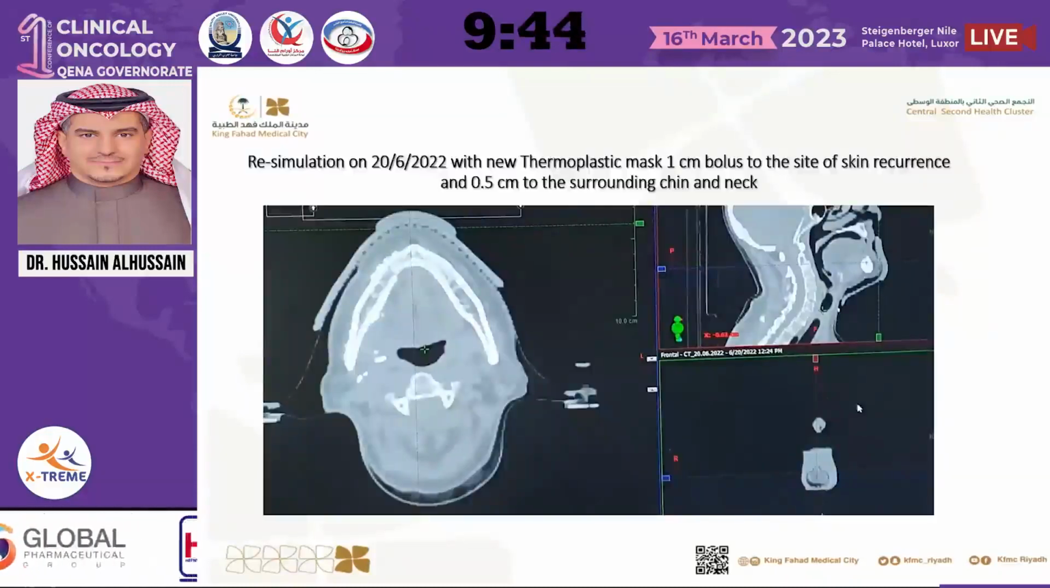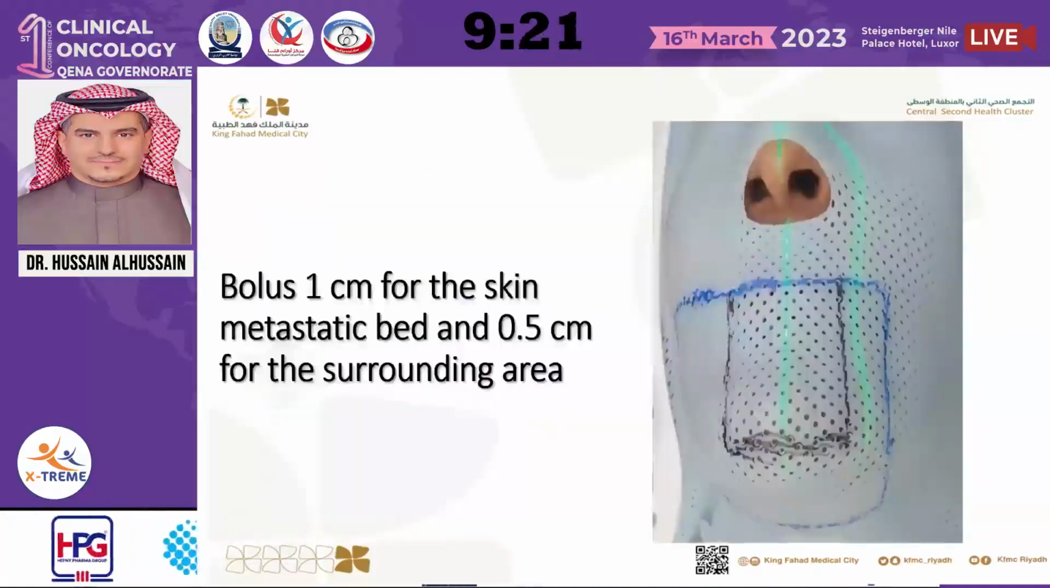Yeah, so here you see that there is a differential bolus at the site of the disease recurrence. You see 1 centimeter bolus, and for the surrounding area on both sides of the neck, there is a 5 millimeter bolus. So there is a differential bolus differentiating the risk of disease, and those that we are requiring to have receive dose at the surface. Next.